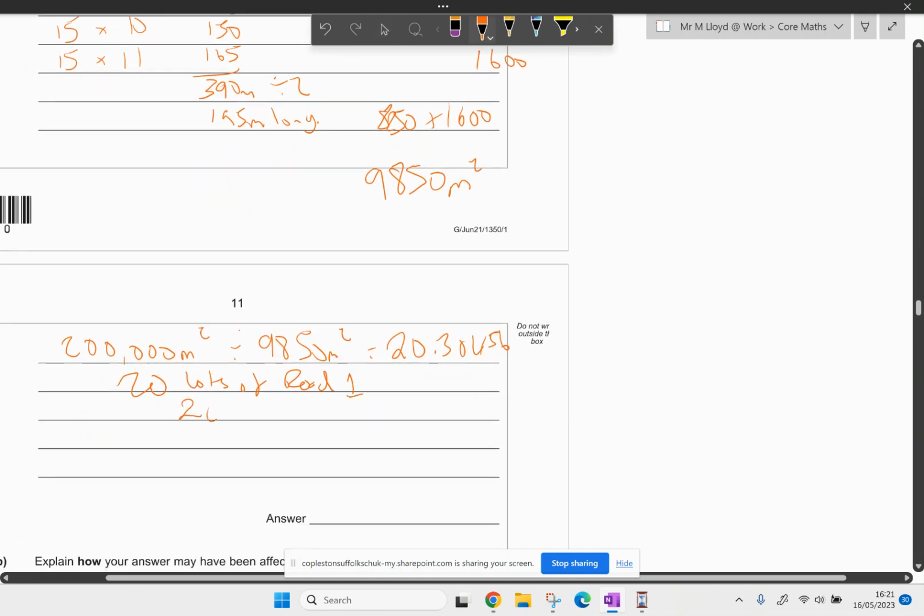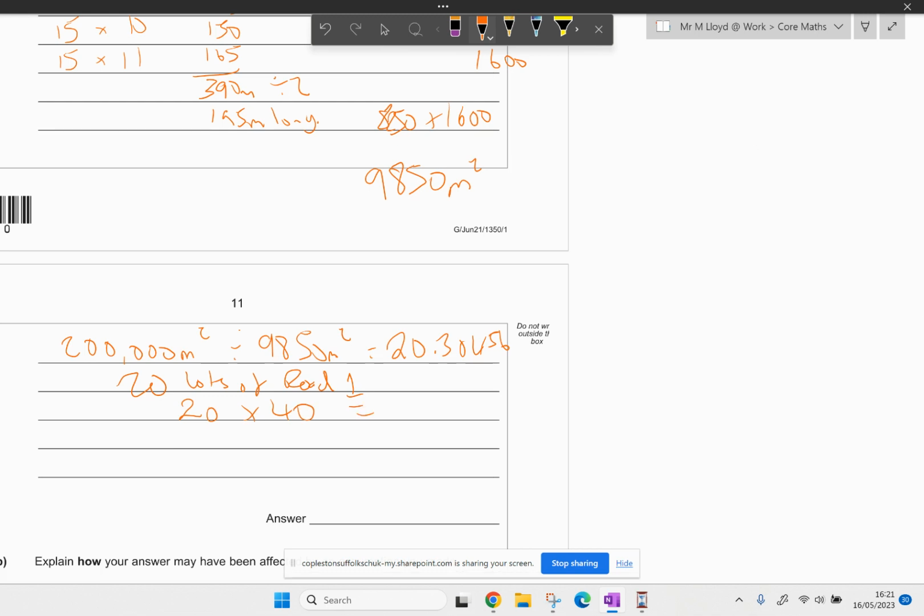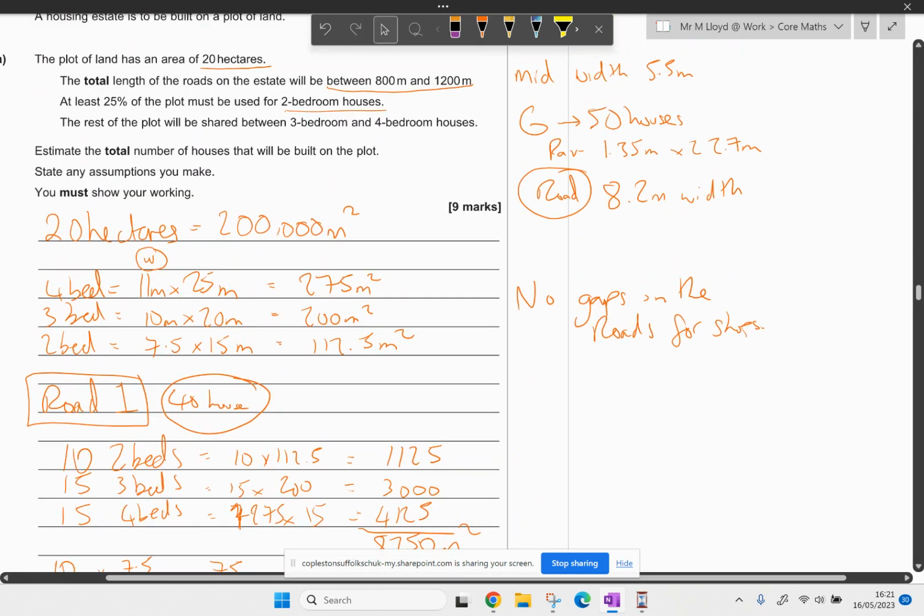They fit in 40 houses. So I'm going to multiply 20 by 40, and that gives me 800. Okay, 800. And I'm happy with that. That's not too bad.